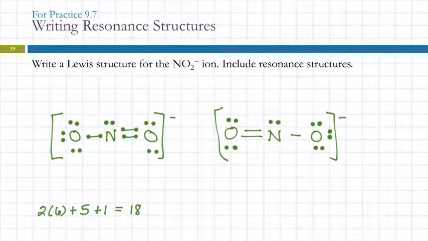What's different between these is I've just put the double bond in a different position. I'm moving multiple bonds. That's mostly what resonance structures are. It's not rearranging the atoms. It's not drawing a structure with oxygen in the middle and the nitrogen on the outside. That would not be a resonance structure. So these are the two resonance structures for the nitrite ion. Any questions?